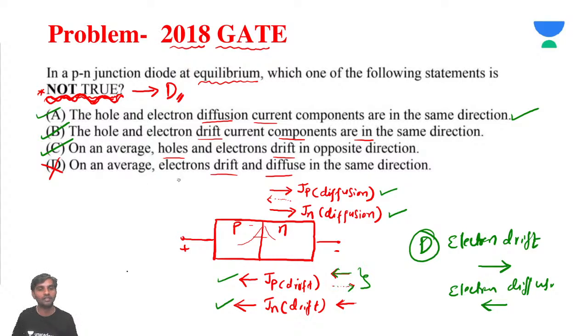So the electron drift current and diffusion currents are not in the same direction. They are in the opposite direction. So at diode equilibrium, is the point clear? Okay, we'll move on to the next problem.